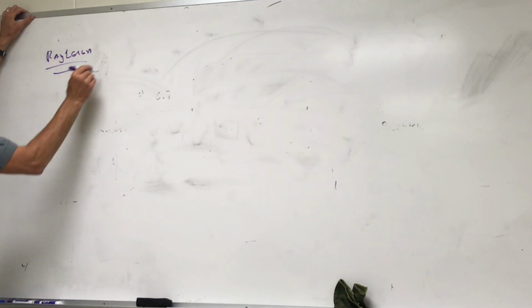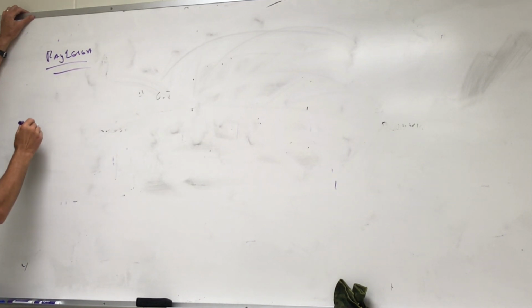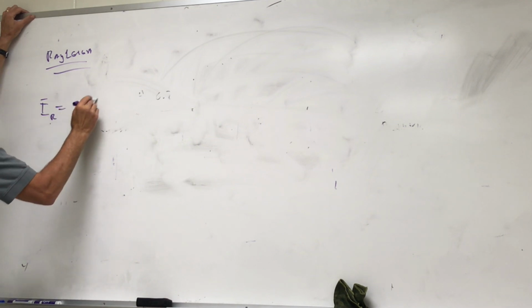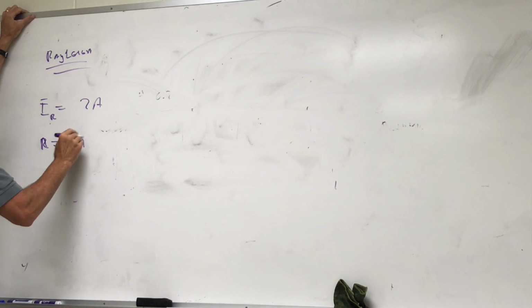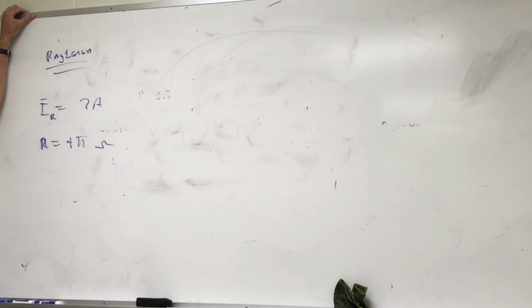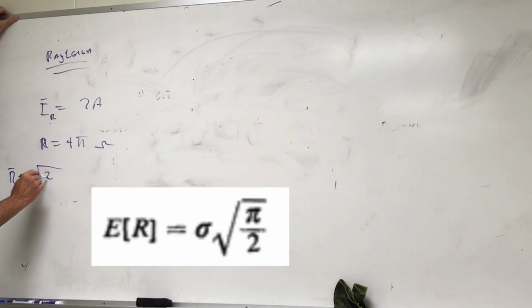So it's a Rayleigh distribution of current, and they give the mean value of the Rayleigh current to be 2 amps, and the resistor's value is 4 pi. In the book, it was 2 pi. All right, for this one, I give you the mean value of a Rayleigh distribution is equal to the square root of 2 over pi, right? Times sigma, that's the Gaussian sigma. Didn't I put that on there?